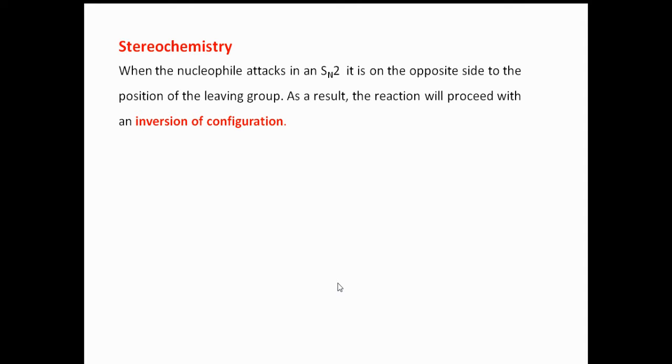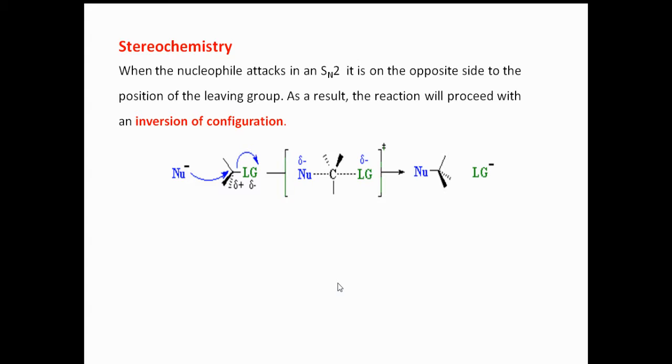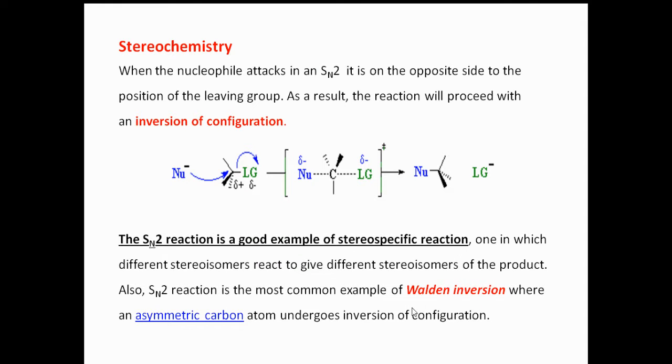Stereochemistry of SN2 reaction. As I said, the attack takes place from the opposite side, with the nucleophile attacking the carbon exactly 180 degrees opposite to that of the leaving group. So it will give rise to a product where inversion of configuration is seen. This inversion of configuration, we call it Walden inversion.